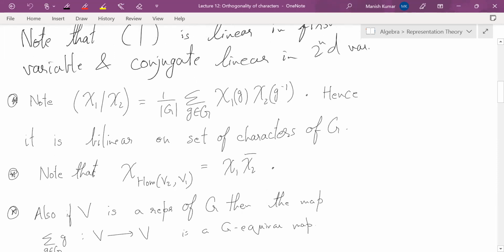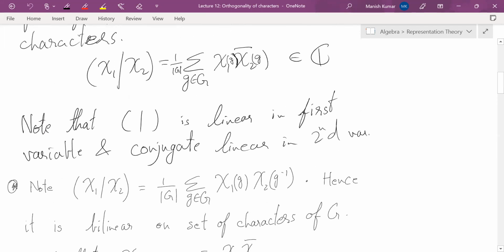We wanted to prove that if we have two irreducible representations, then the inner product between their characters is either 0 or 1, depending upon whether the representations are same or different.